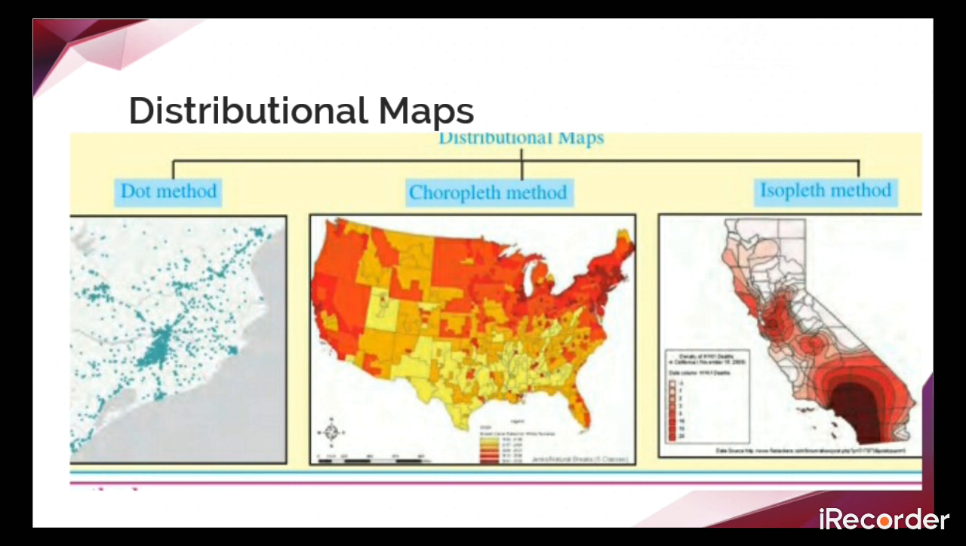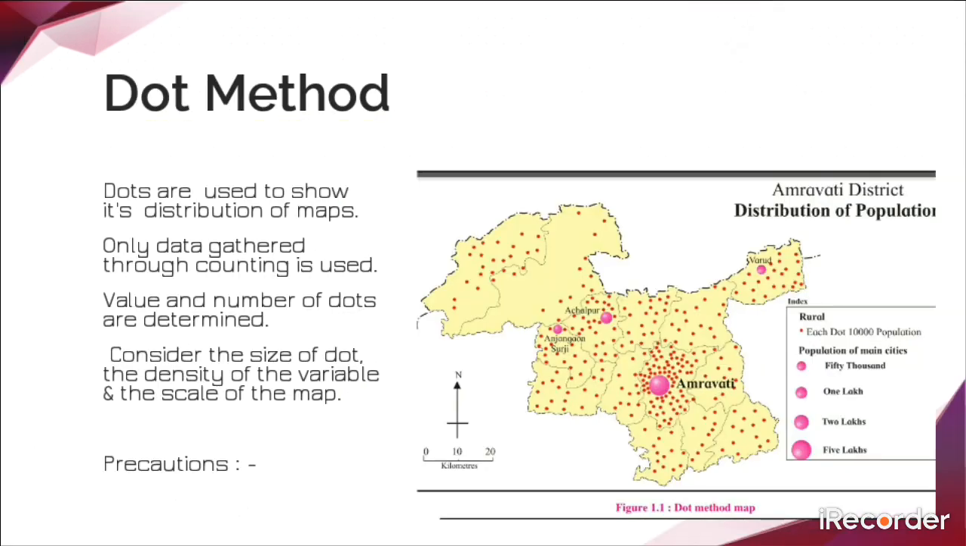To show the geographical distribution by the dot method, the lowest and the highest values of the given variable in a region are taken into consideration. The value of dots is determined by taking into consideration the size of the dot, the density of the variable, and the scale of the map. Now see the dot map.